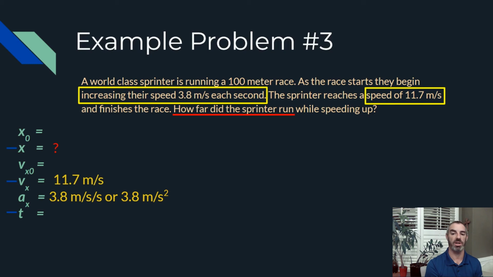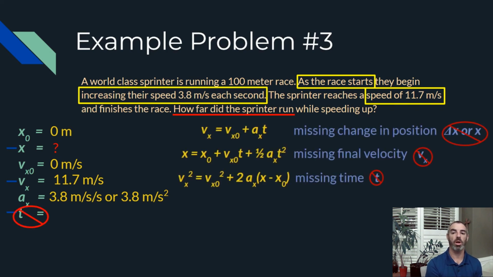That's the final velocity. And at first glance, we might see we don't have enough information to use the kinematic equations, but as the race starts, that means at the beginning the runner was not moving, so the initial velocity of the sprinter to begin with was 0, and we can assume that he starts at a position of 0 before he starts to run. So now we can see we have everything but time, and we're looking for the final position, so we're going to look at our equations.